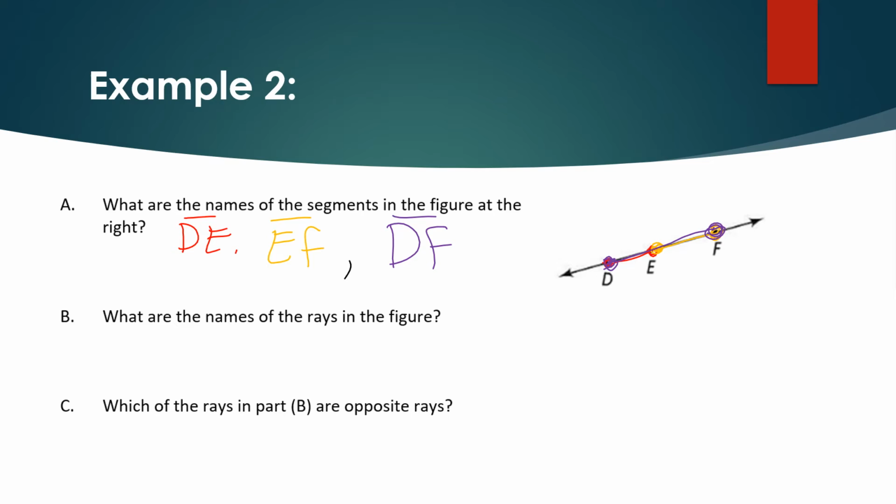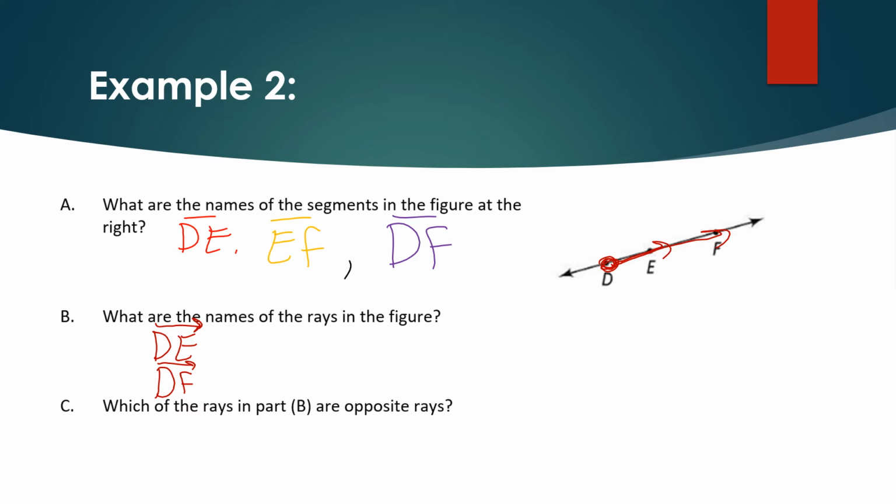So let's look at part B. They're asking, what are the names of the rays in the figure at the right? For a ray, I need to start at a particular point and head in a direction. If I start at point D, there aren't any points labeled to the left, so I'm only going to head towards the right. So I could do ray DE. But I could keep going. It could also be ray DF. Those are the same ray.